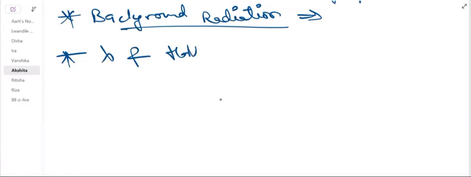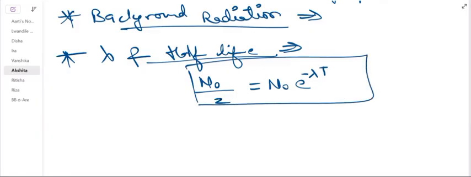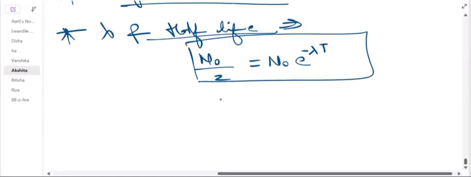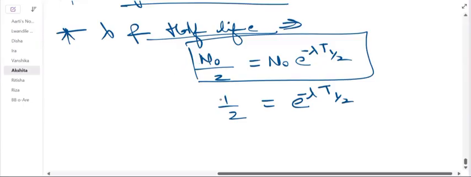Lambda and half-life. So what is the relation between the two? The relation is N naught over 2 is equal to N naught e to the power minus lambda t. This is the relation that we have. From here, I can write that a half is nothing but e to the power minus lambda t, and t is obviously the half time. You have to take the half time. Keep this in mind because we are calculating half-life, correct? That's why this is N naught by 2. Anything you would like to ask? No, ma'am.